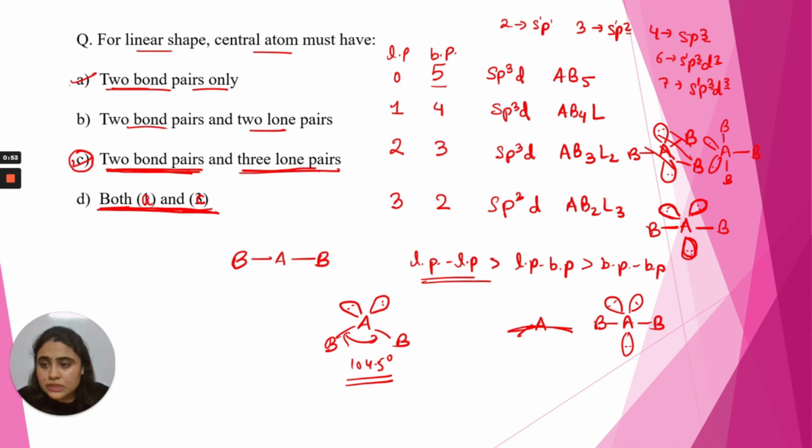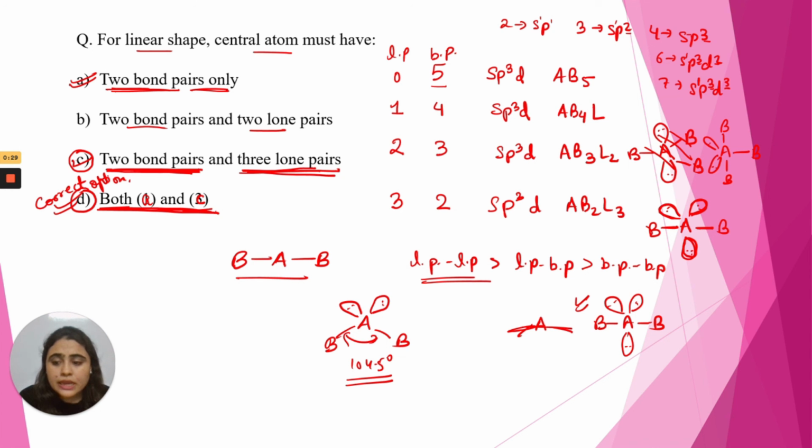So both the options are correct. If we have 2 bond pairs only, then we will have a linear shape, and if we have 2 bond pairs and 3 lone pairs, then also we will have a linear shape. So our correct option will be option D. This will be the correct option. So I hope this has answered your question and given you the trick to identify the hybridization, number of lone pairs, bond pairs and the shape, and why the lone pairs and the bond pairs acquire a particular structure: for minimum energy and maximum stability.